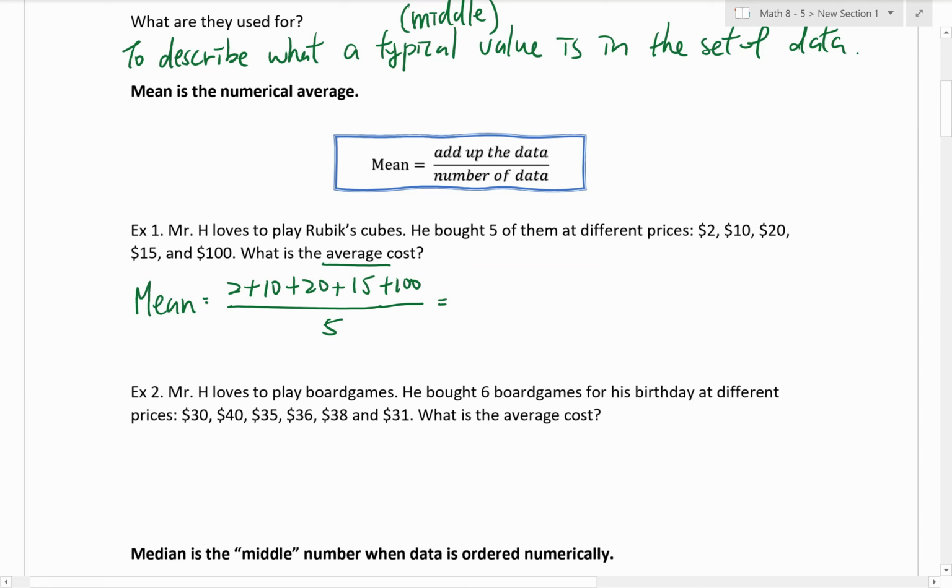Now I'm going to put this into a calculator. You should get 130 plus 17, 147. Let me just double check. 130 plus 17, 147. Yes, divided by 5 gives us 29.4. So the average cost would be $29.40. That's what the mean is, the average cost for each Rubik's Cube. We'll come back to this answer in a second.